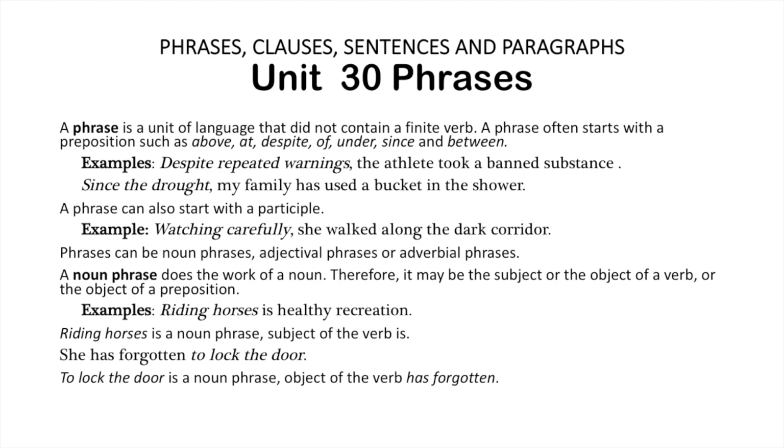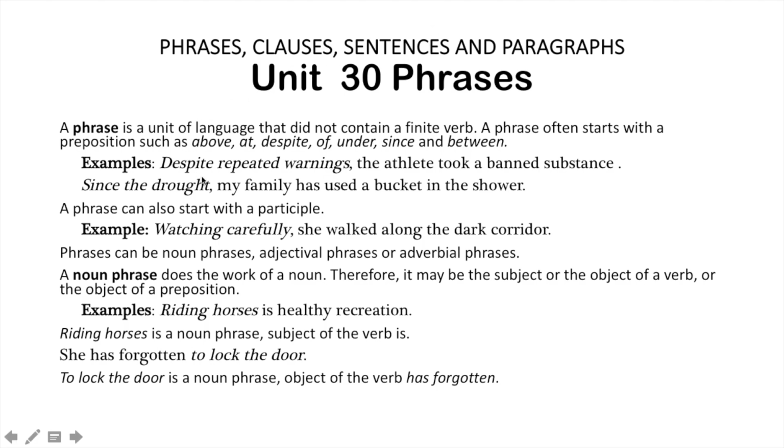You should know this already from other units of work, but a phrase is a unit of language that does not contain a finite verb. A phrase often starts with a preposition such as above, at, despite, of, under, since, and between. Some examples we have here include: despite repeated warnings, the athlete took a banned substance. Since the drought, my father has used a bucket in the shower. And you can see how there is essentially some additional information at the beginning of the sentence here.